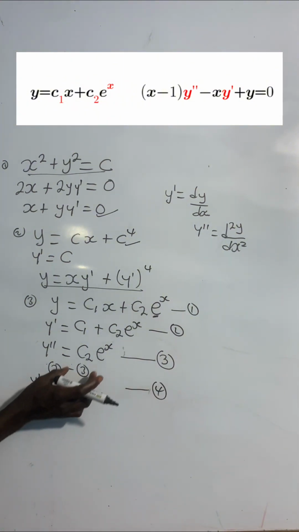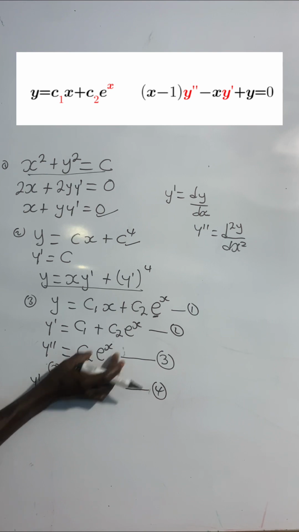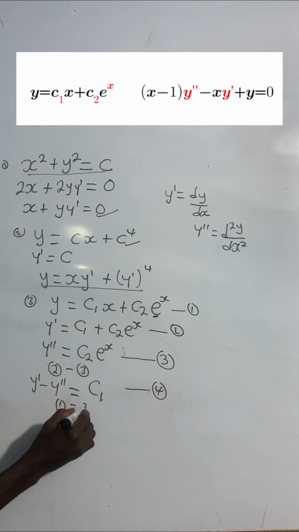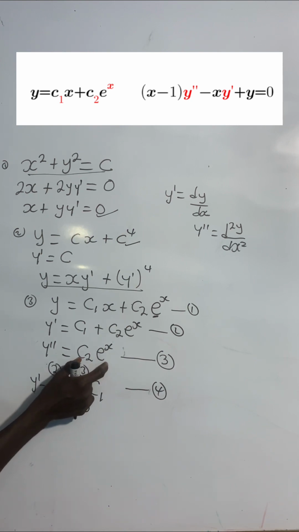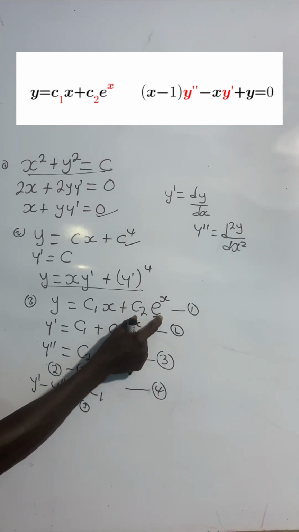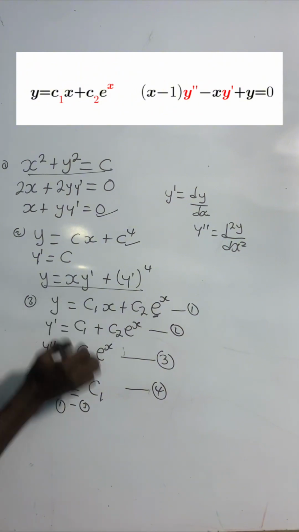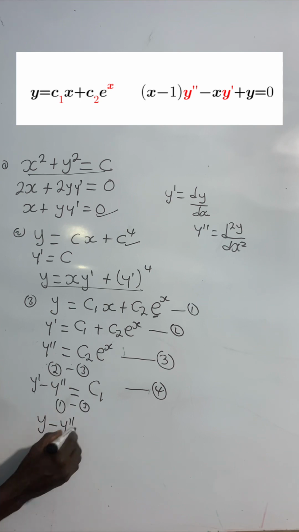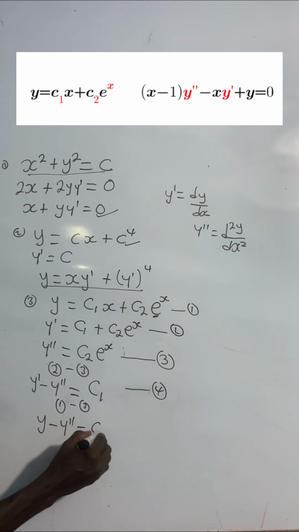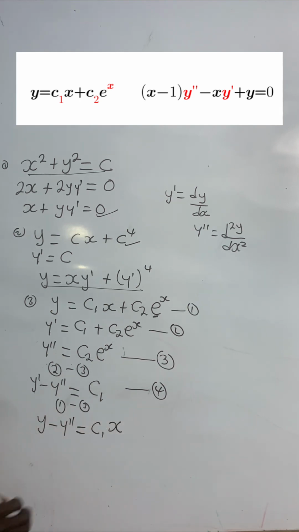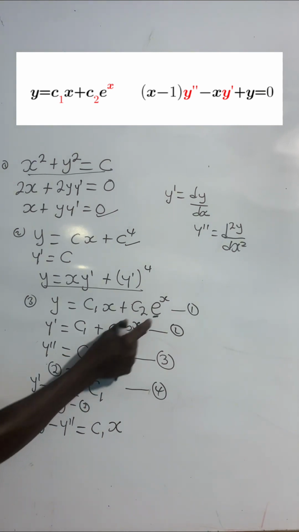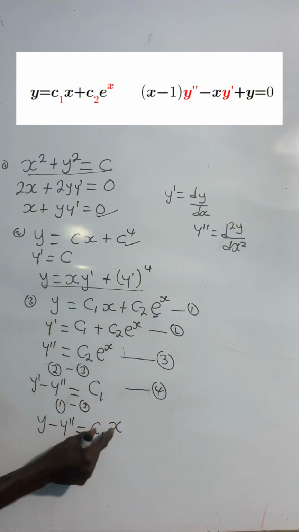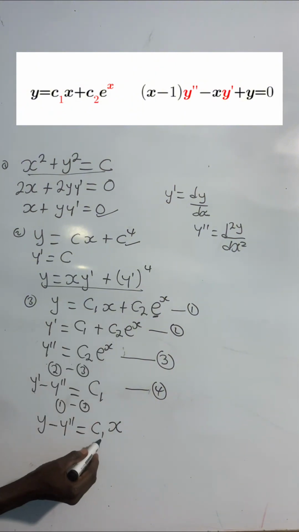Taking c2 e to the power x from c2 e to the power x in equation 1 can also help us. So we take equation 3 from 1. We take c2 e to the power x from c2 e to the power x and we get 0, and we take y double prime from y. So we have y minus y double prime equals c1 times x. That is c2 e to the power x minus c2 e to the power x, and it will remain c1 x. So c1 is what we had in equation 4.